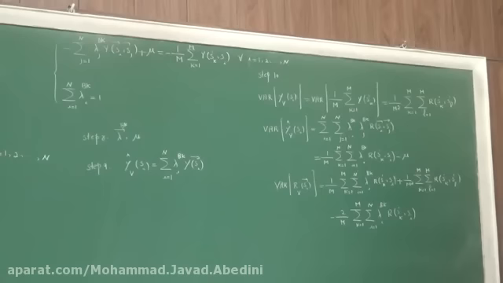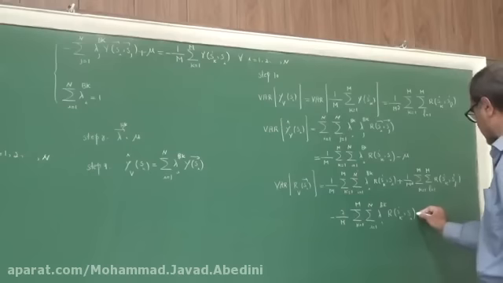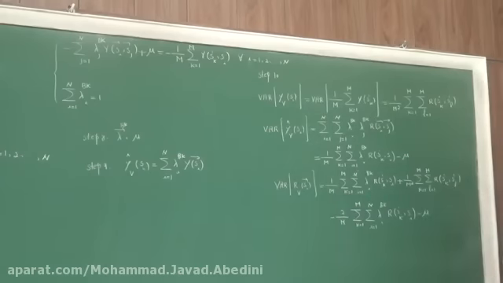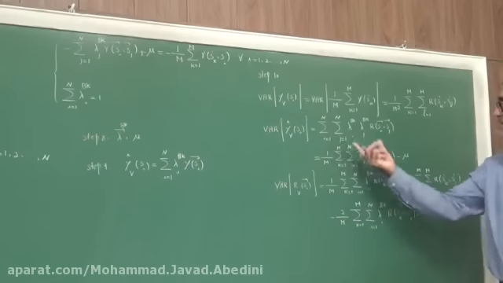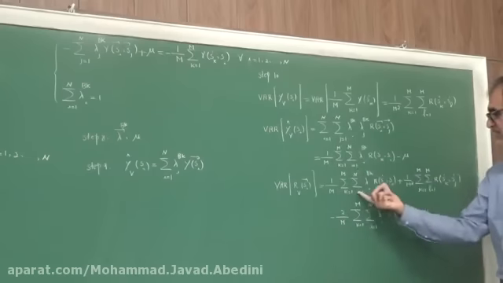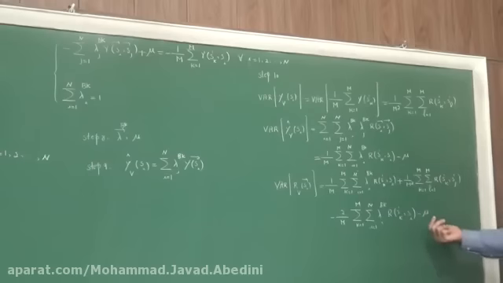What happened to mu? I have to put minus mu here. Why? Because if you replace this double summation, you have two terms. This is the first term, and minus mu is here. Okay? Now, how would it be possible to simplify this?